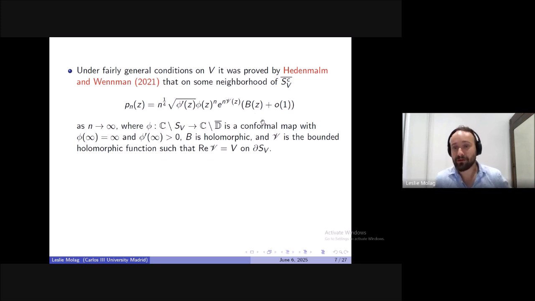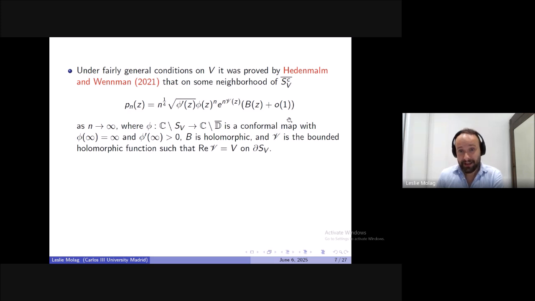Is it okay? It's a holomorphic function. And then this calligraphic V is the bounded holomorphic function such that its real part equals the potential on the boundary of the droplet. So I'm saying here under fairly general conditions, in particular, they do assume that the droplet boundary is smooth.